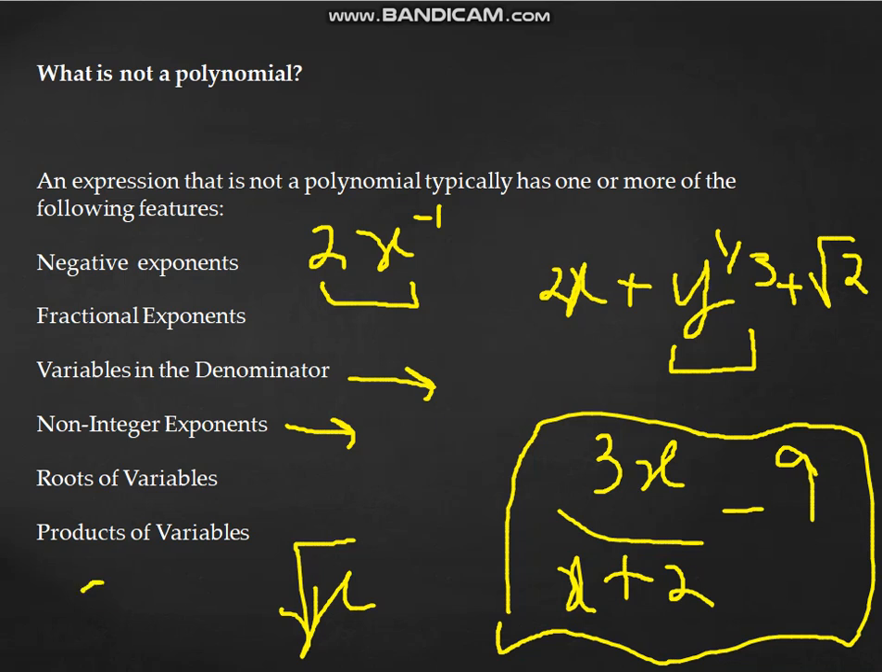Products of variables. If you just see a single thing like x dot y, what do you think this is? Is this even an expression? I guess this is just one term, x dot y, because it's a multiplication of x and y, right? So it is a product of two variables. This will not be a polynomial.